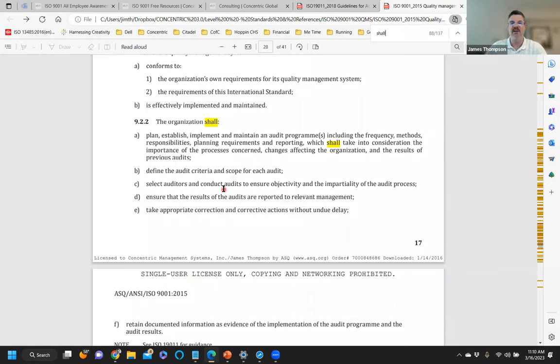You need to select auditors and conduct the audits to ensure objectivity and impartiality of the audit process. This is one that's really key. A lot of people get tripped up here saying, well, I can't audit the areas where I work. And there needs to be a fair balance. Ultimately, the standard took out the requirement here. It used to say in 2008 that auditors should not audit their own work, and before that it was their own area. So it went from area to work. And now that statement's been taken completely out.